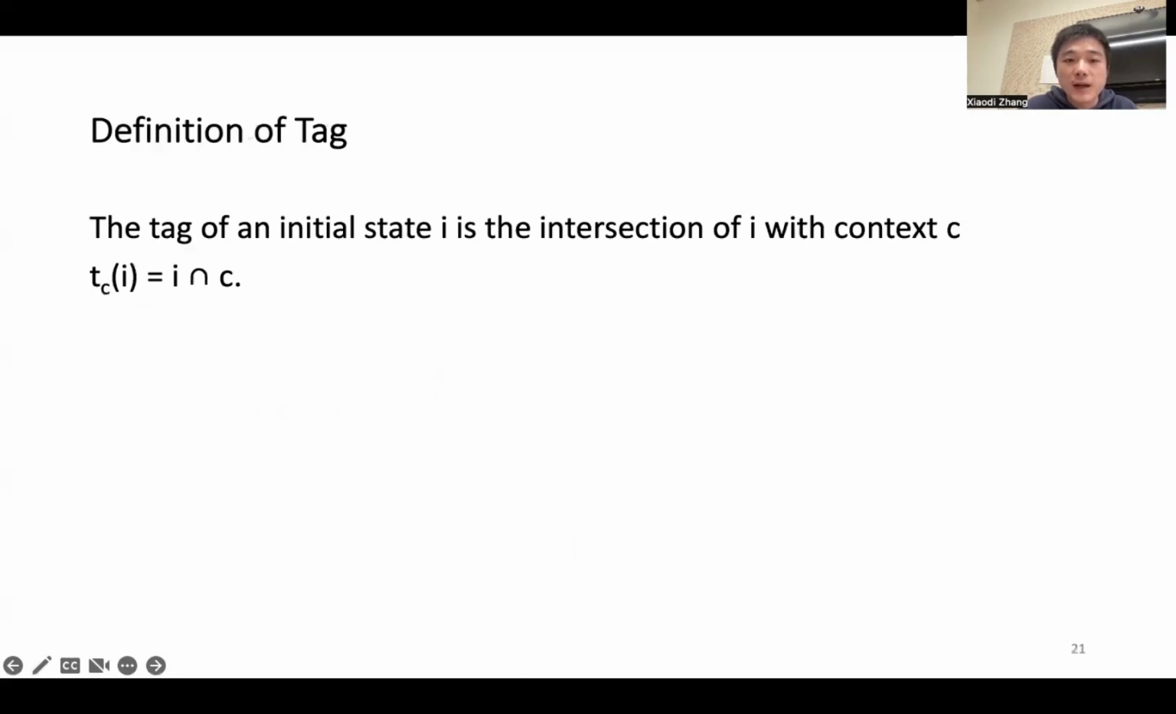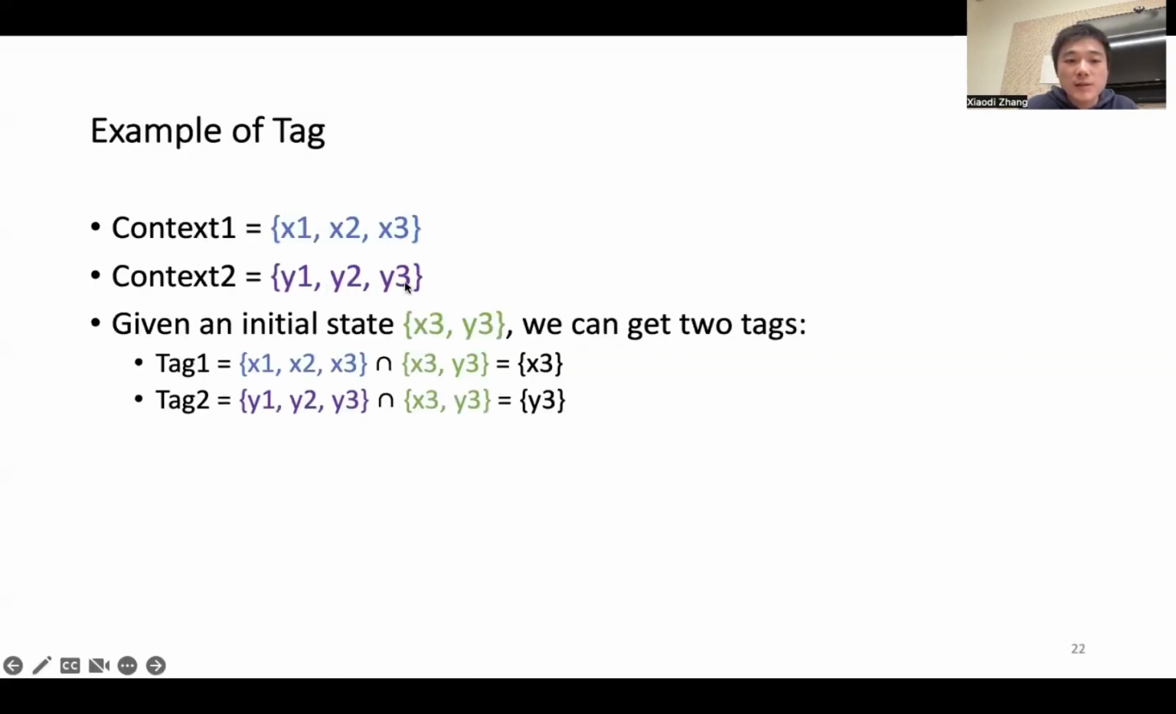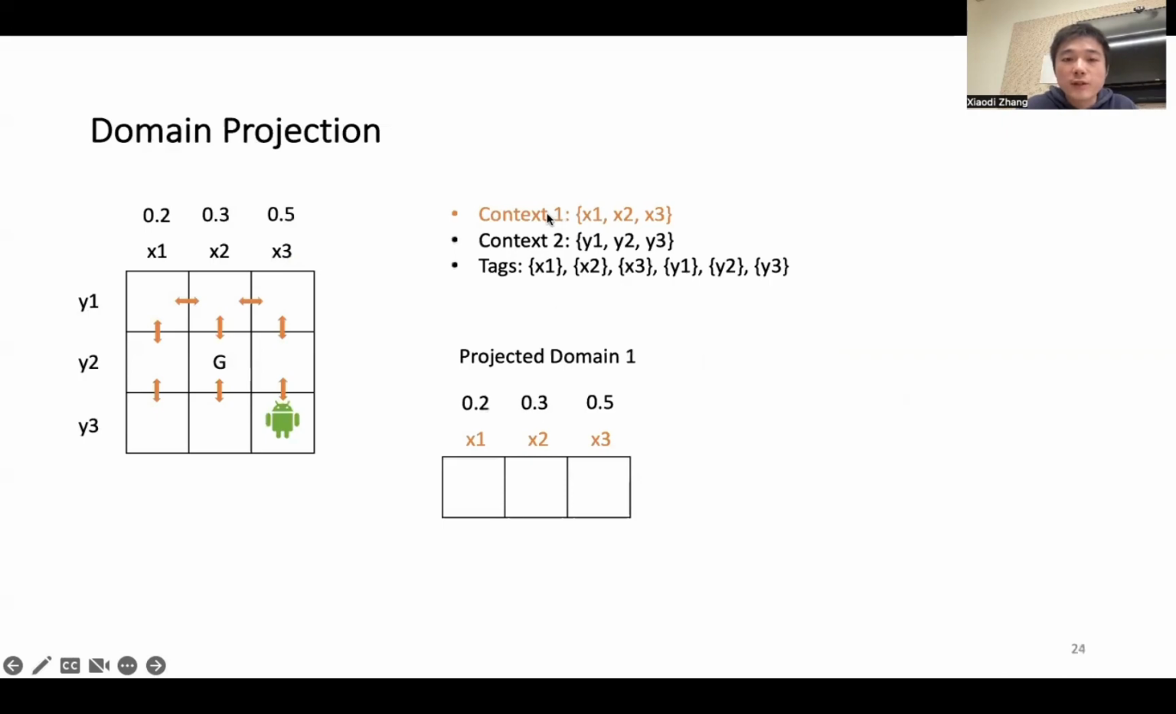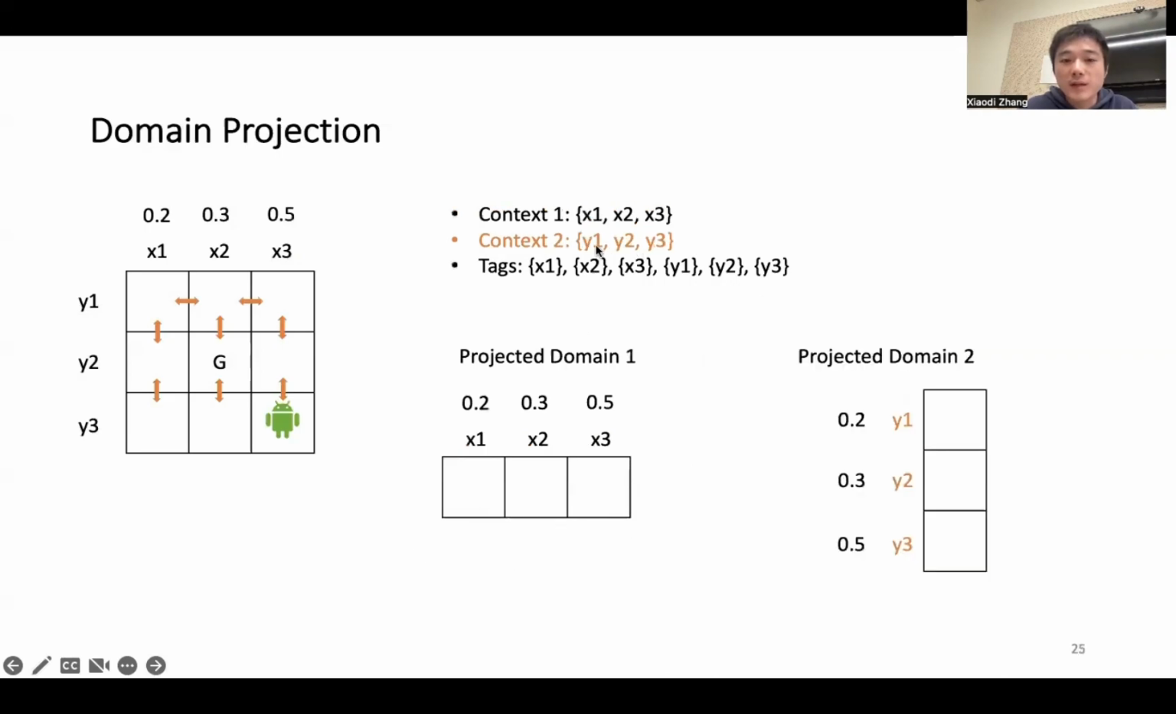The tag of an initial state I is the intersection of I with context C. For example, we have 2 contexts, and if we consider initial state x3, y3, we can get 2 tags. The first tag comes from the intersection between context 1 and the initial state, which gives us x3. The second tag is from context 2 intersected with the initial state, and we get y3. In this running example, we have in total 2 contexts and 6 tags. From the first context, we can do the domain projection, and we have projected domain 1. From the second context, we have projected domain 2. Both projected domains have a projected goal.